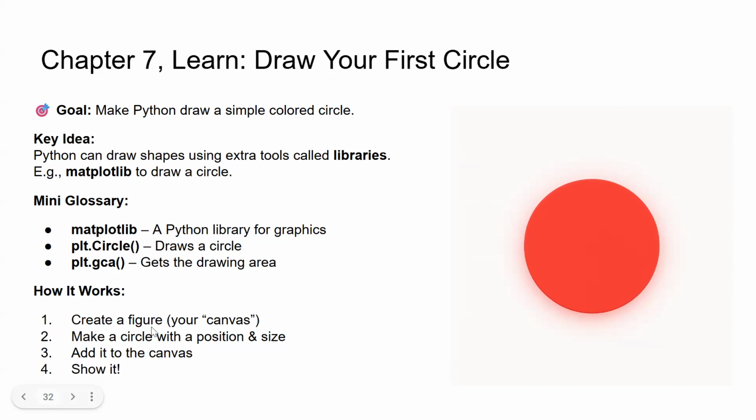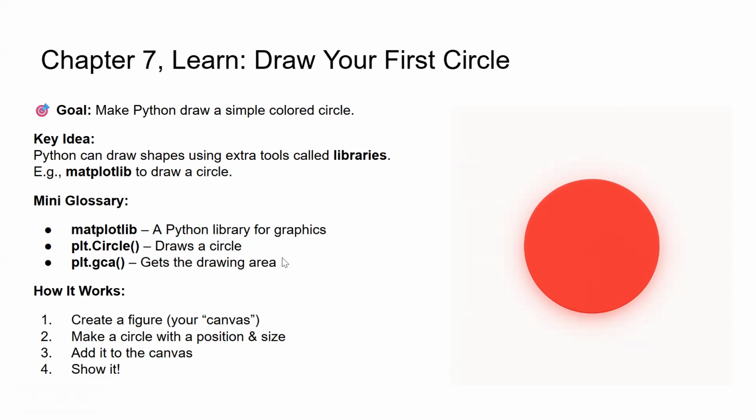So how does it work? We create a figure, say your canvas, all right, and then make a circle in it. And if you want to make anything, you just have to position it first, right? And then the size of it. Let's say the circle has a radius, and where it is, if in 2D, it has X and Y position, right? You give them, and then that's basically it. And then add this to the canvas and then show it.